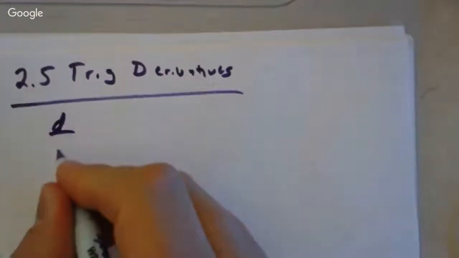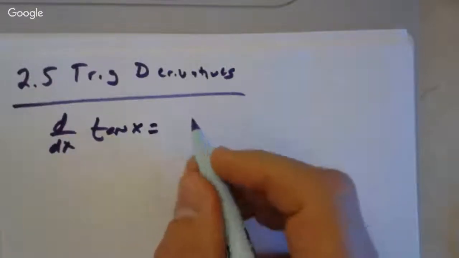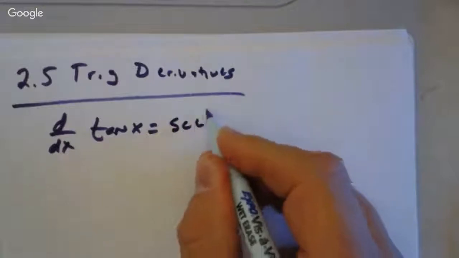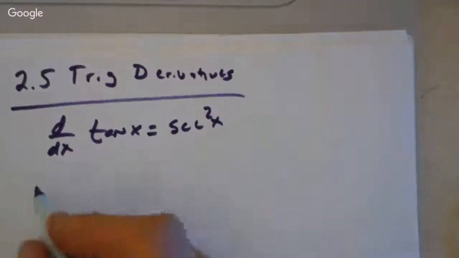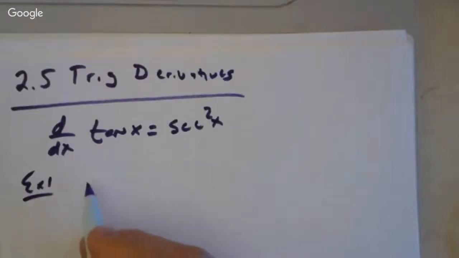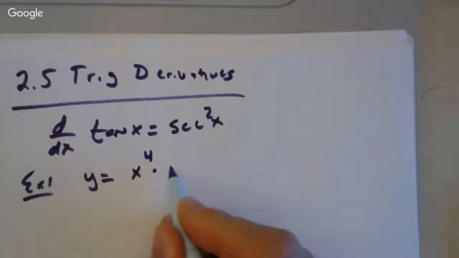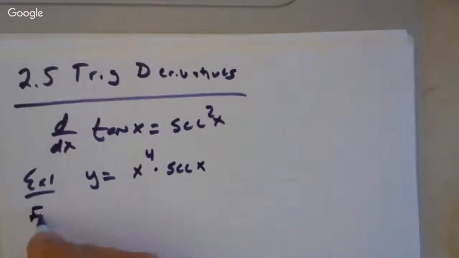All right, trig derivatives. Last time we told you, for example, that the derivative of tangent was what? Secant squared x. So here's what we're going to do today. We're going to take a look at these that have a product rule, a power rule, something else involved in. So example number 1. Let's take a look at y is equal to x to the 4th multiplied by secant of x, and we want to find dy dx when x is equal to pi over 4.